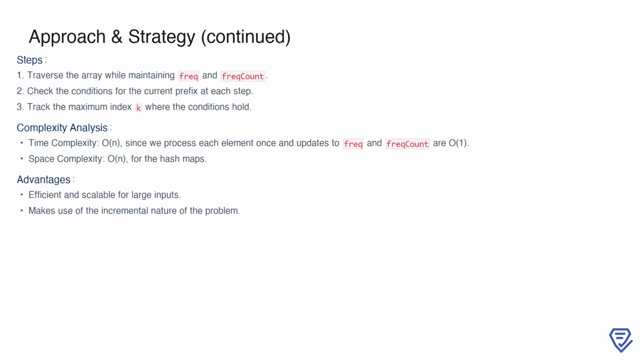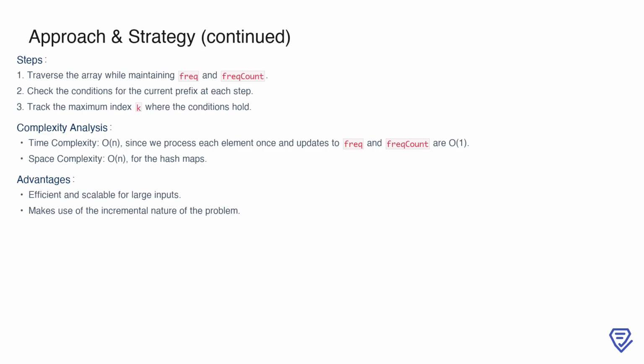The implementation of the optimized approach involves three main steps. First, we traverse the array while updating the frequency and frequency count hash maps. These updates ensure that as we process each element, we maintain an accurate record of frequencies and their occurrences. Second, at each step, we evaluate whether the current prefix satisfies the required conditions by analyzing the frequency count structure. Finally, we keep track of the maximum index k where these conditions hold true.